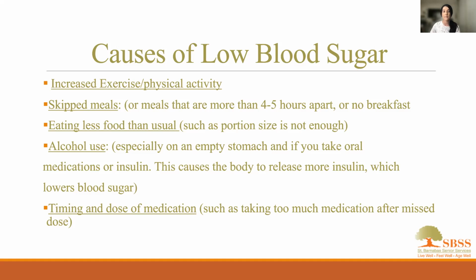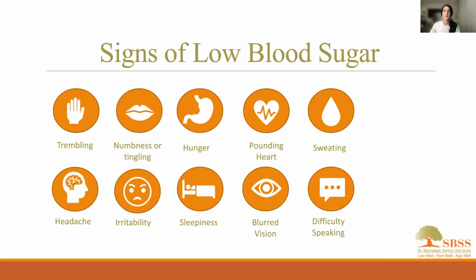Okay, next. So now signs of low blood sugar can include trembling, numbness or tingling, hunger, a pounding heart, sweating, a headache, irritability, sleepiness, blurred vision, or sometimes even difficulty speaking.